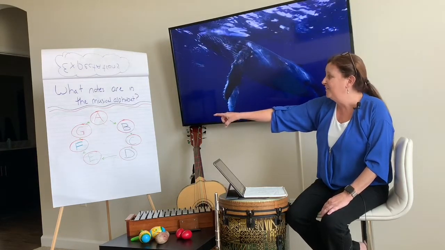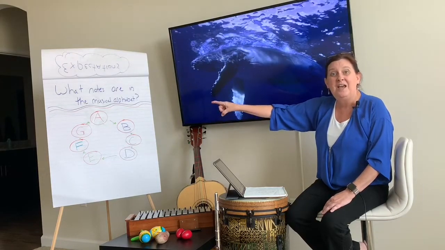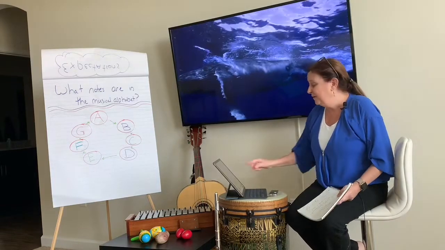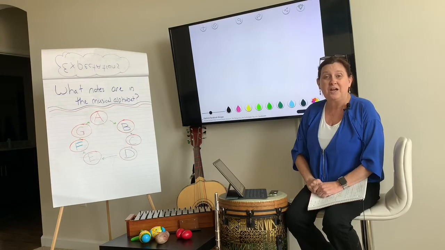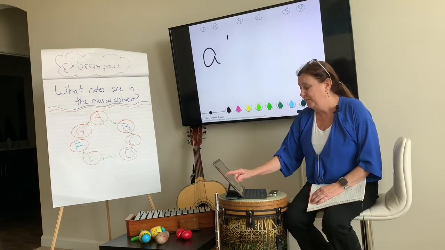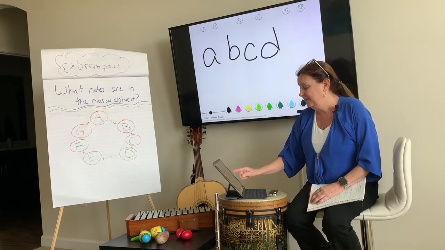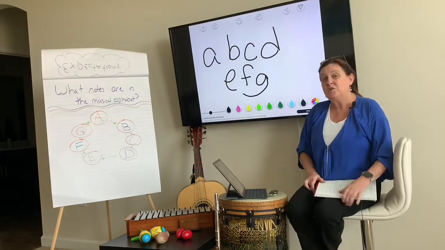Look over here. A, B, C, D, E, F, G. Time for your paper. Here's what we're going to do. We're going to draw the musical alphabet. Are you ready? A, B, C, D, E, F, and G. Okay, there is your musical alphabet.